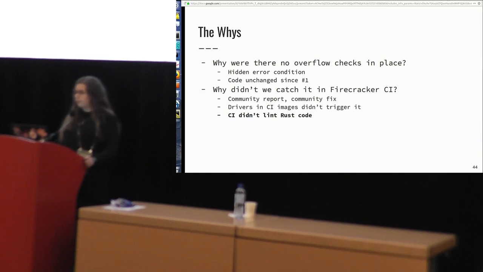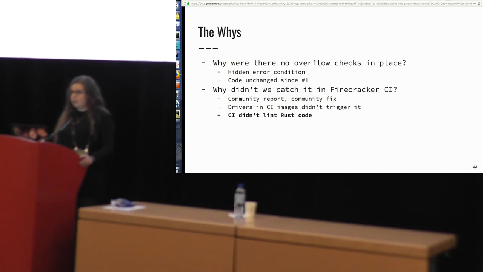Why didn't the CI spot it? Because even though in our CI system we do run actual guests, and they do run several workloads, and we test as much as we can, as close to real use cases as we can, their drivers worked fine, and the Virtio devices were compliant, so the overflow never happened because that input was never invalid. A member of the community spotted this and submitted the report along with the fix in a pull request, and we're very grateful for that.